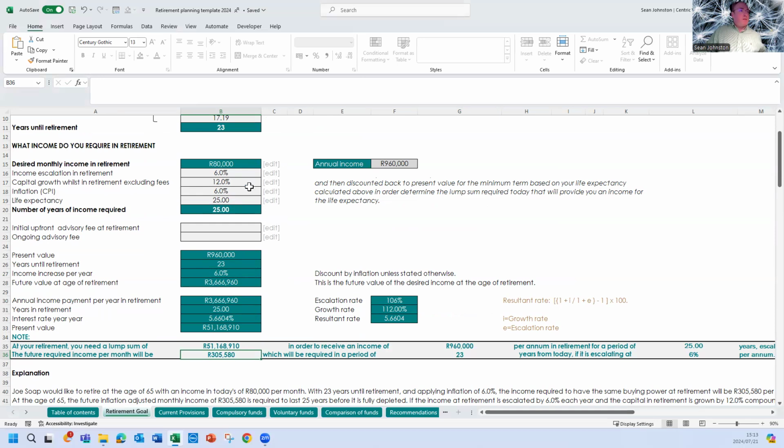If inflation was, let's say, 4%, then as you can see, it is a significant difference: 197,177. So this is why inflation is what we call an investment killer, because you need to make provisions for the cost of goods and services 23 years from now. And we work on a target band in South Africa between 4 and 6%.